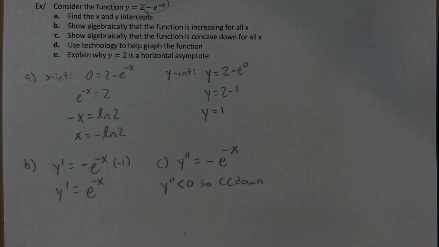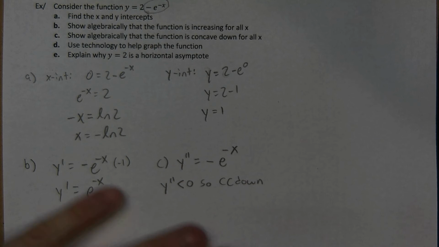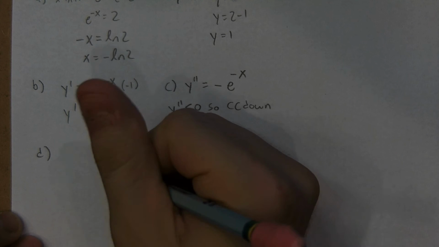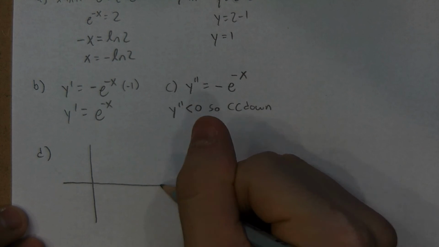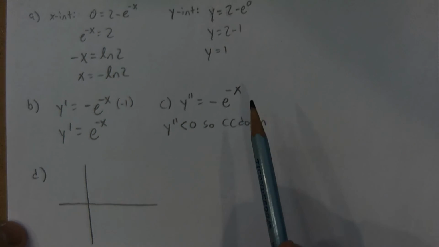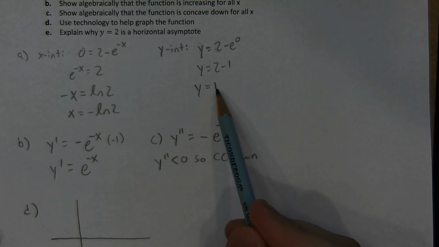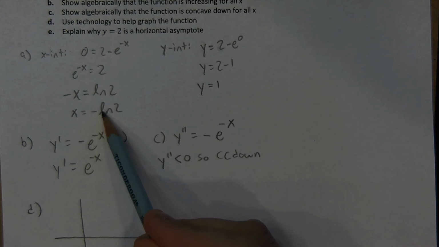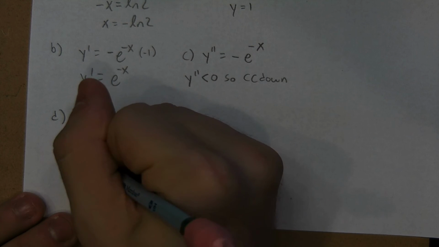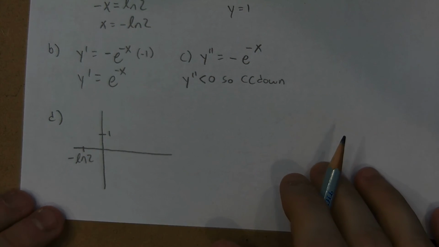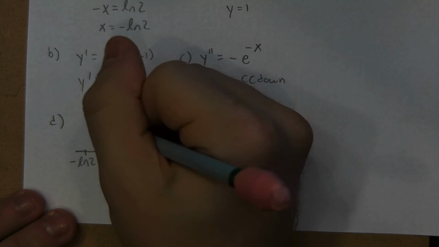What's next? Part D says use technology to graph the function. Okay. Well, I'll save you the trouble. If you had grabbed your graphing calculator, it would have looked like this. Picture not drawn to scale, ever. We know that we are crossing the y-axis at 1, and we know we're crossing the x-axis at -ln2. So let's say this is 1, and let's say that this is -ln2, because why not? And this is going on.